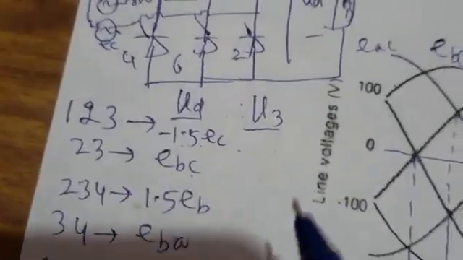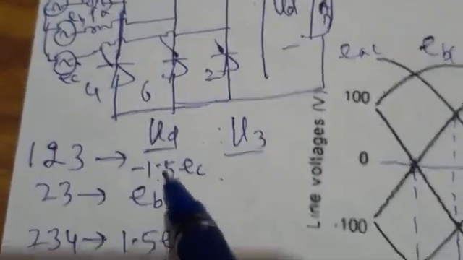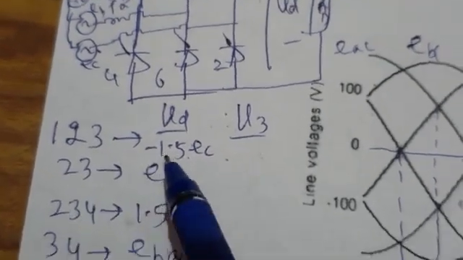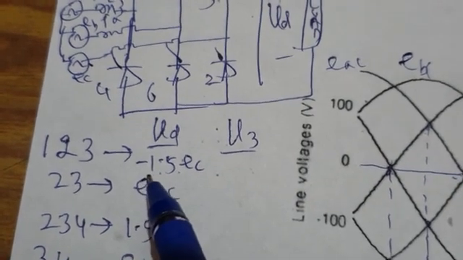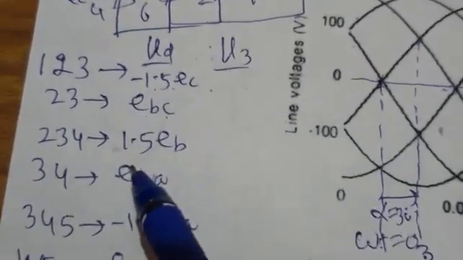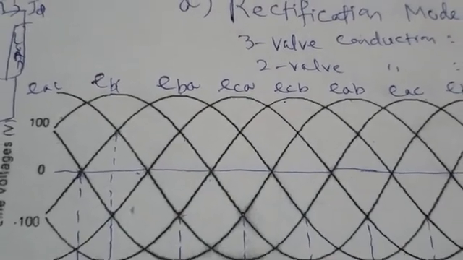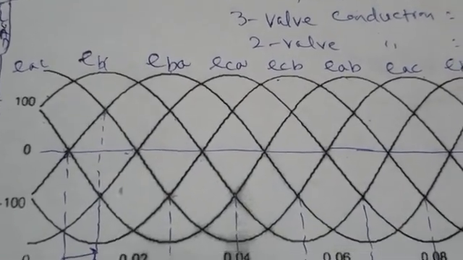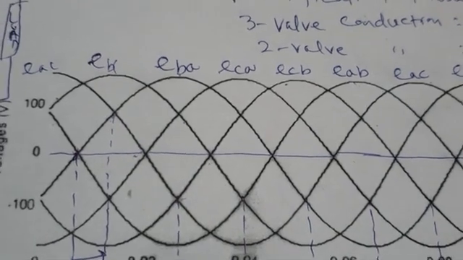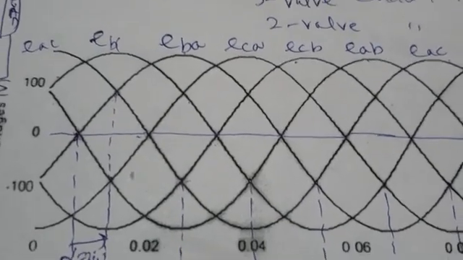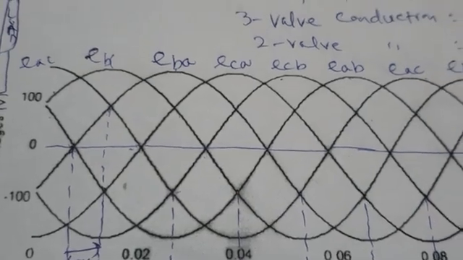But as per this firing table, when three valves are conducting, my load voltage is not equal to the line voltage. It is either minus 1.5 times some phase voltage or plus 1.5 times some phase voltage. But the problem is that this waveform shows 6 line-to-line voltages: EAB, EBC, ECA, ECB, similarly EAB, EBC. Why do I show the phase voltages? And of course 1.5 times phase voltages.